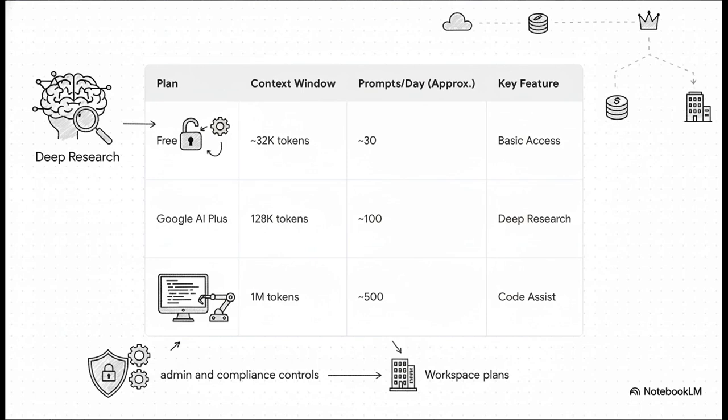Now, of course, what you can do depends on your plan. The free plan is a great way to get started, but the paid tiers like Google AI Plus and Pro offer much larger context windows. That's basically how much information the AI can remember at once, and way more daily prompts. Plus, you get access to powerful features like deep research and code assist.